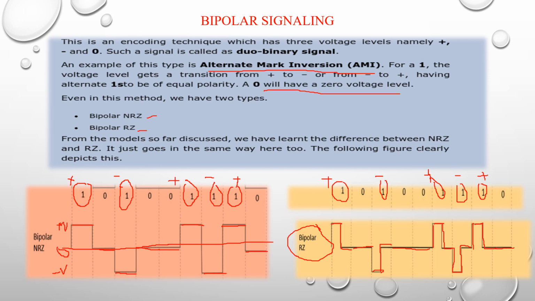So this type of conversion, this type of digital to line coding conversion, we call a bipolar return to 0.